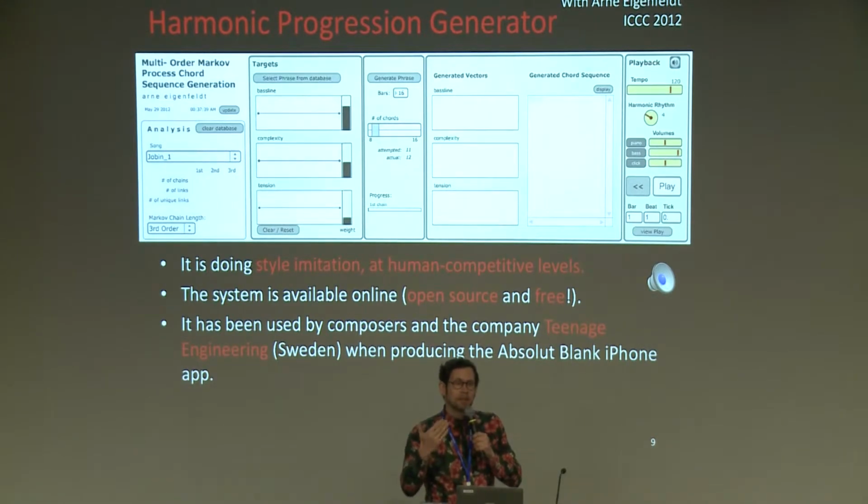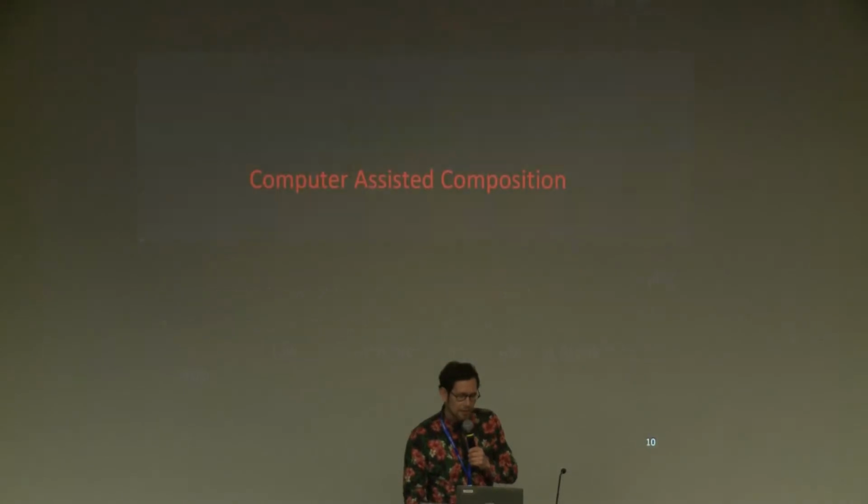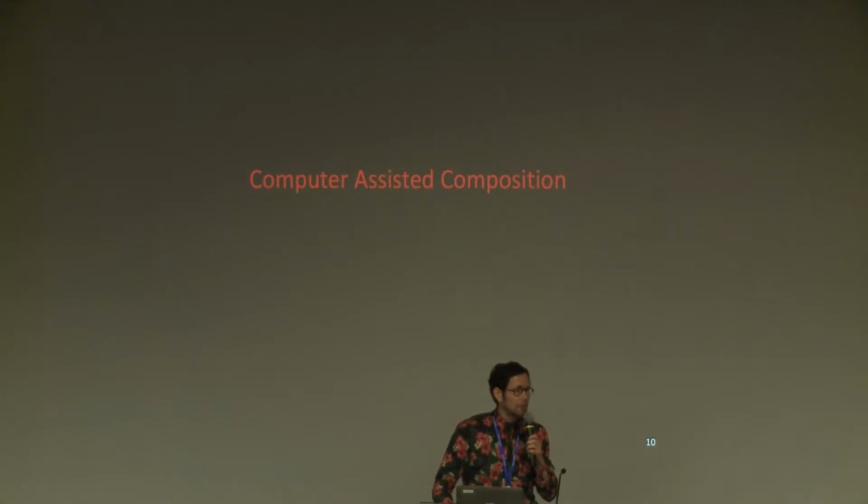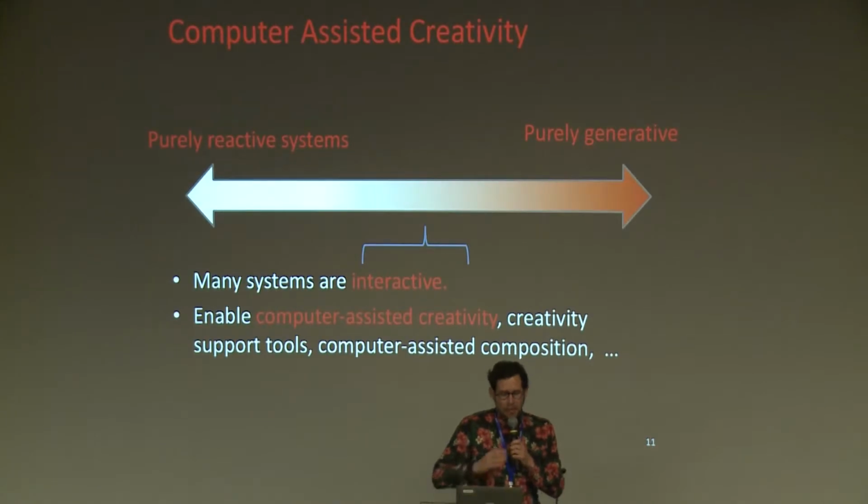And that way, by interacting with that system, you get to explore a lot more directions than, let's say, you would have if you had manually made those compositions. So that's an example of computer-assisted composition. And in the first part of this talk, I'll focus on this type of system because we did a number of them in the lab.